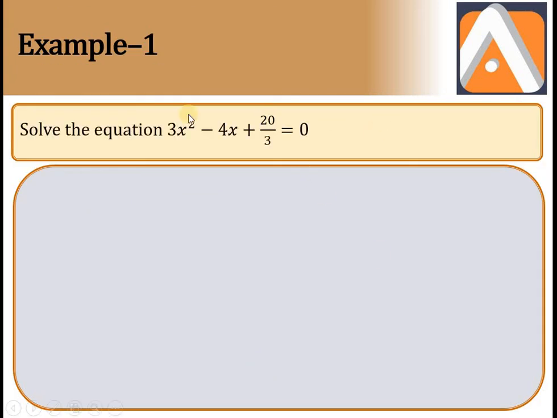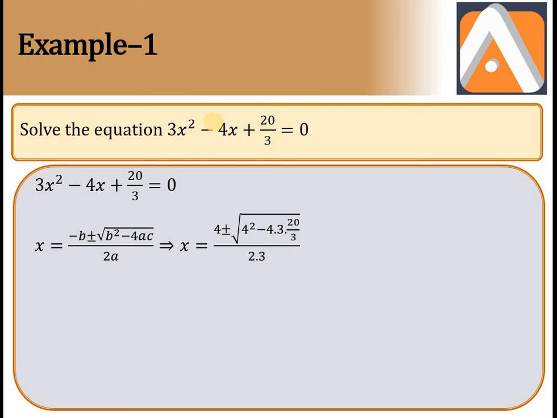Here one quadratic equation is given. The value of a is 3, b is minus 4, c is 20 upon 3. If you want, you can simplify, or I can directly find the roots using the quadratic formula. This is the quadratic formula. Here I am writing all the values: a is 3, b is minus 4, c is 20 by 3. This is minus b, which becomes plus 4, plus or minus under root b square, which is minus 4 whole square, becomes 4 square, minus 4 into a value 3, c value 20 upon 3, whole upon 2a.